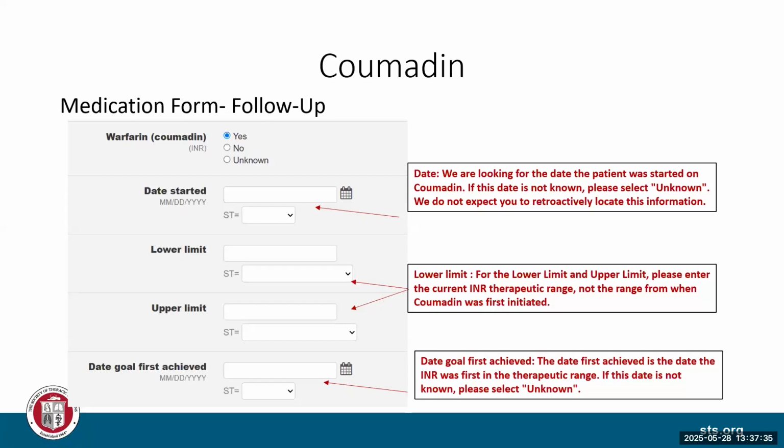Then Sarah says, I thought I understood, but the last question is throwing me off. We want the original date the goal was achieved, or the date it was achieved in this follow-up window, assuming the range is the same. I'm not sure I'm understanding the question. We want the original date the goal was achieved or the date it was achieved during the follow-up window. We want the date that it was achieved, if the range is the same.